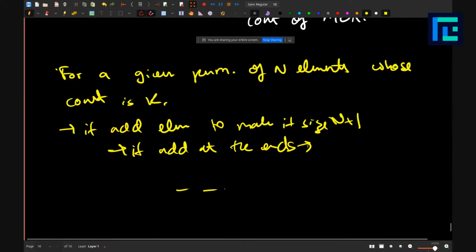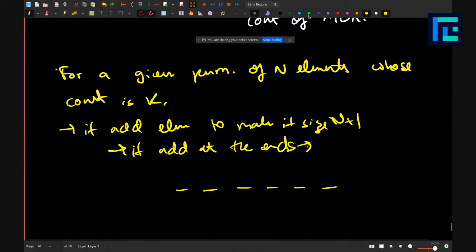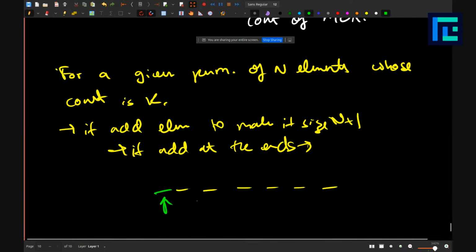So if we have the following values like this, then there are two ways to add at the end. We can add it here or we can add it here, right? And to add it in the middle, we have these many positions. So basically, we're going from n minus 1 to n.